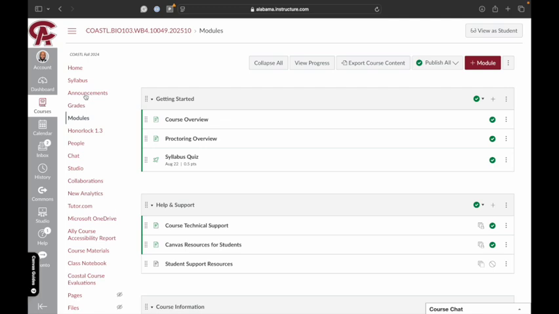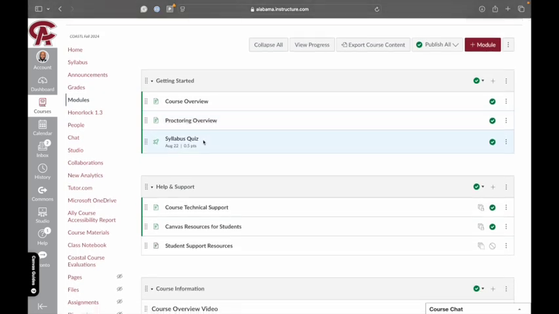So as modules load, you'll see the Getting Started module with a course overview, which you've already seen. There is a proctoring overview, which is all about HonorLock. I recommend you click that one as opposed to that first one. And then this third one you all have to click. This is the syllabus quiz. This is used to verify your attendance.